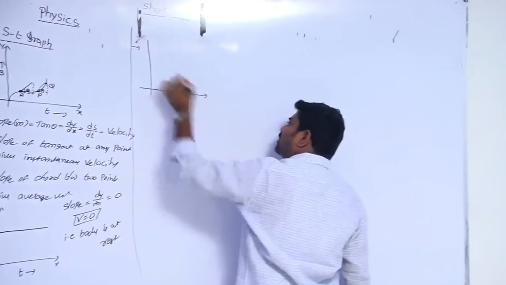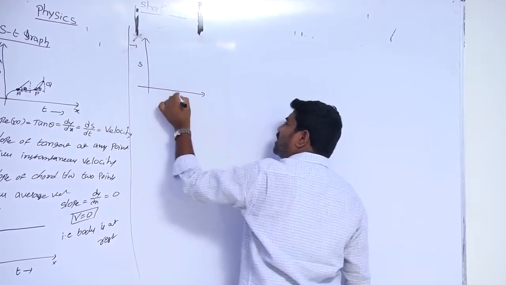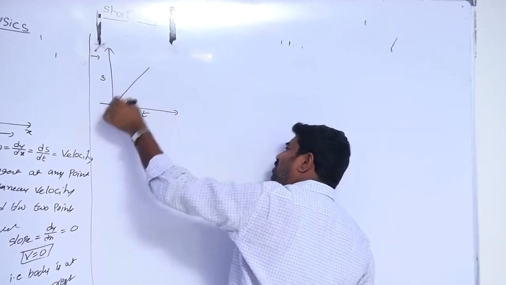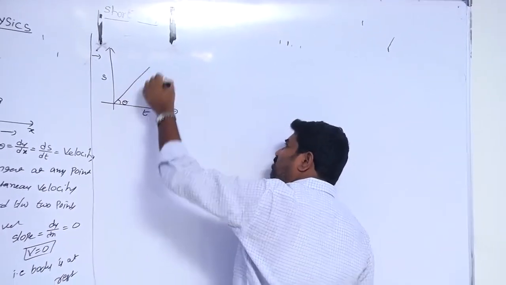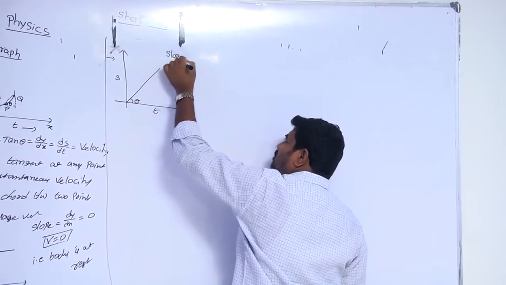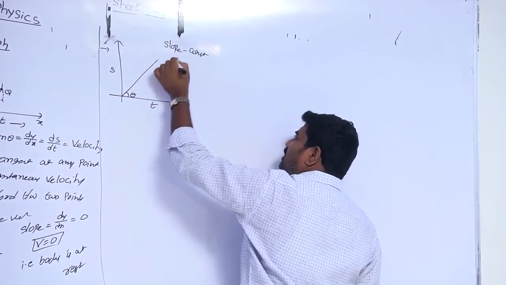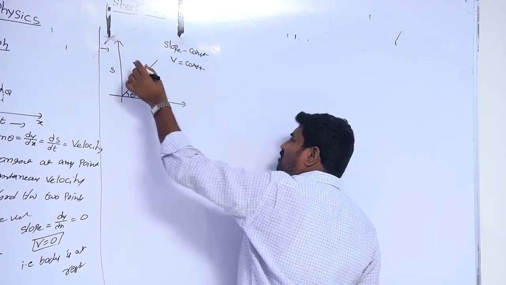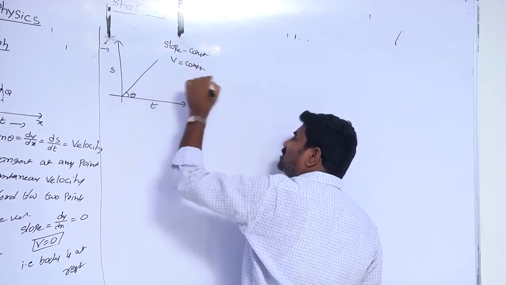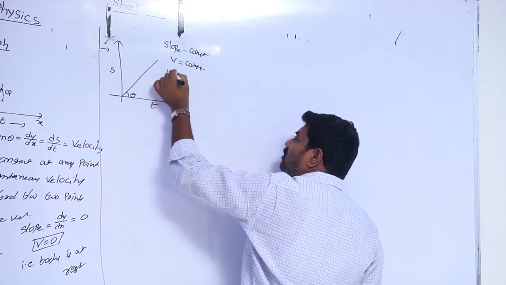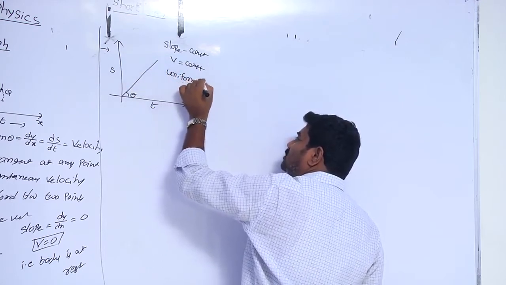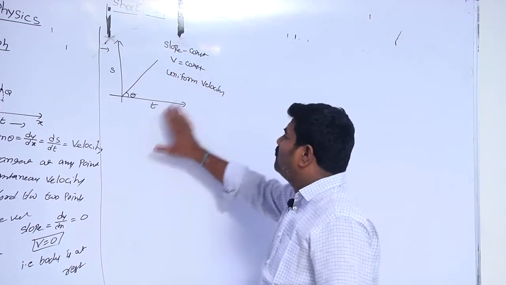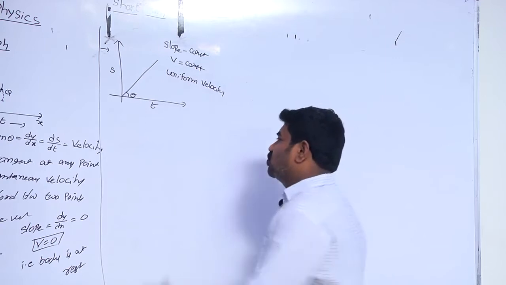Here this is displacement and time. What is the meaning of this graph? Here the slope of the graph at any point is constant, that is velocity is constant. So this graph gives the uniform velocity or uniform motion.